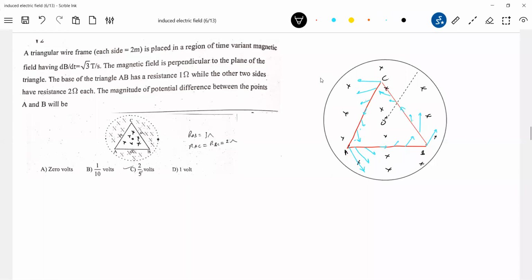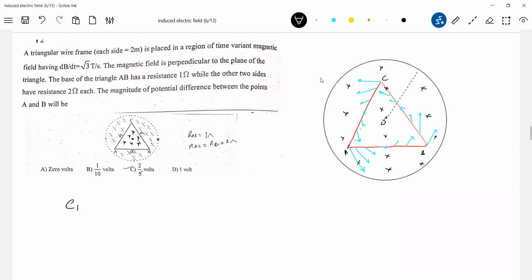How to get that one? So EMF induced, and what is this? It's a perpendicular plane of the triangle. The base of the triangle AB has 1 ohm, while the other two are 2 ohm. The magnitude of potential difference. I think it's an equilateral triangle. Each side 2 meter. So the EMF induced in each side must be equal, and O is the midpoint. So here, what is the area of the triangle? You take it, then divide that total EMF into each part.